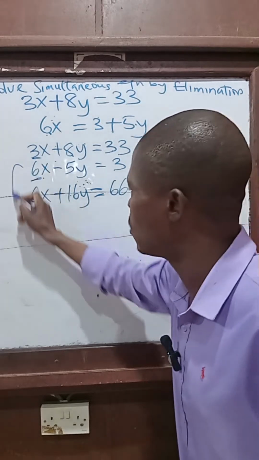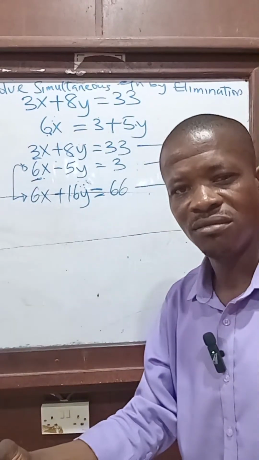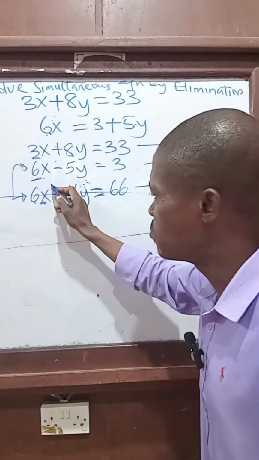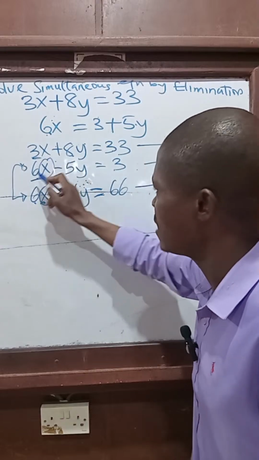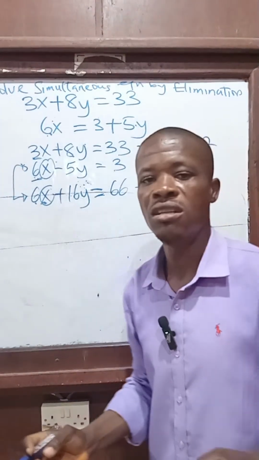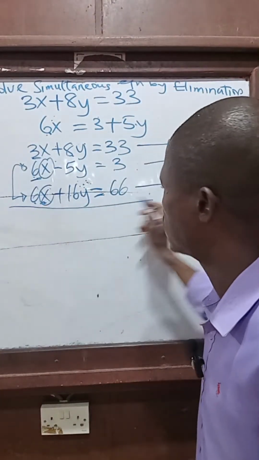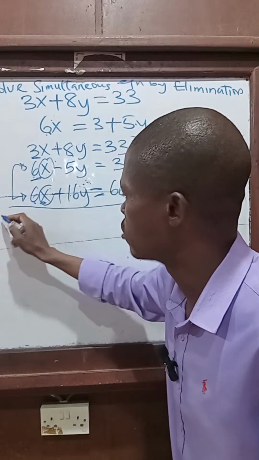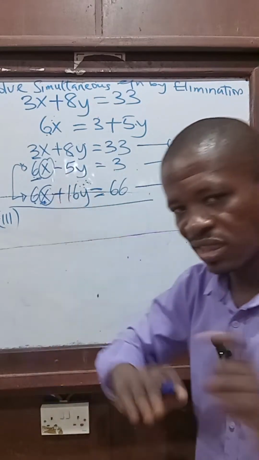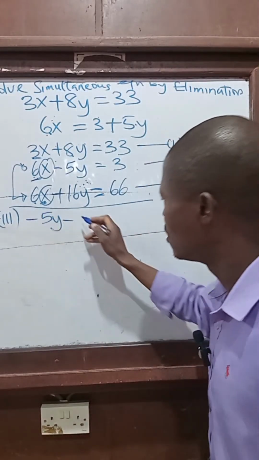Then you can now see the coefficient. What is the meaning of coefficient? The coefficient is the attachment to that variable. The attachment to x here is 6, and the attachment to x here is 6. So it's now the same, and it will be easy for you to destroy that particular variable. So we are going to subtract equation 3 from equation 2. Equation 2 minus equation 3: 6x minus 6x cancels. Then we have minus 5y minus plus 16y.